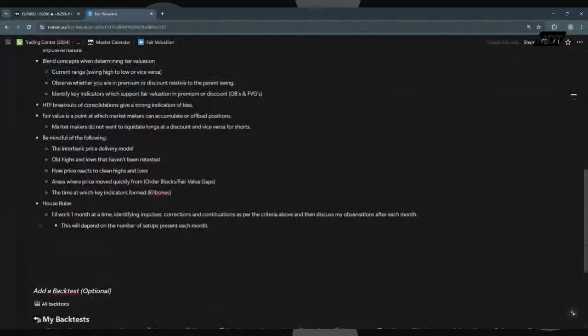And then, again, house rules. I'm going to work 1 month at a time. It's a 4-hour time frame, so 1 month goes fairly quickly. Identifying impulses, corrections, and continuations as per the criteria above, and then discussing my observations after each month. This will depend on the number of setups present each month. If there's anything critical that I need to discuss, then I will stop and discuss that.